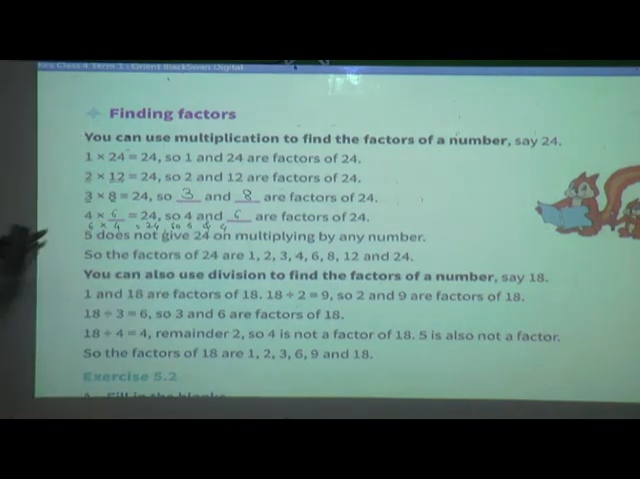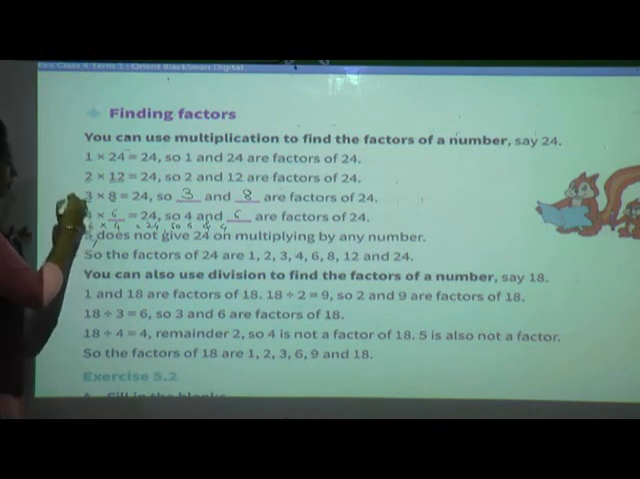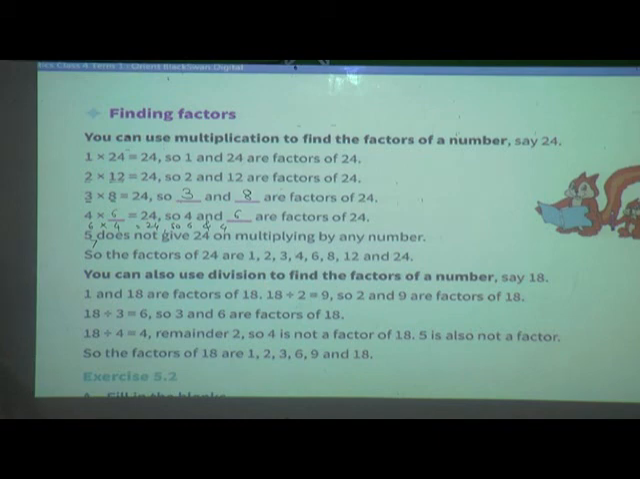In this way, now go with the next. What about 7? In the 7 table, is 24 there, students? No, it is not there. 7 ones are 7, 7 twos are 14, 7 threes are 21, 7 fours are 28. So 24 is not there. So it doesn't give 24.